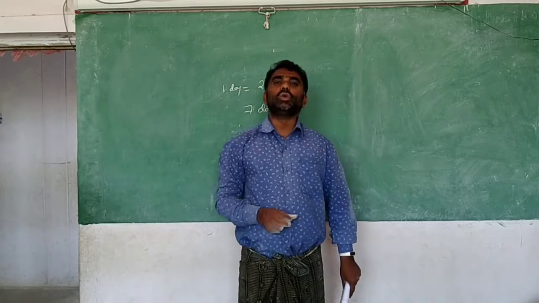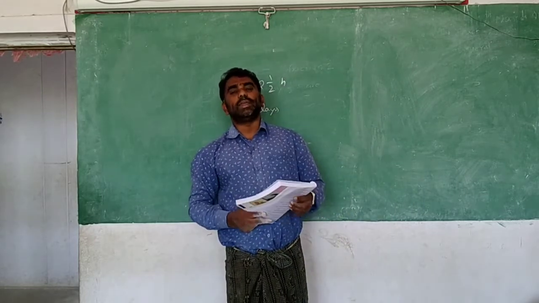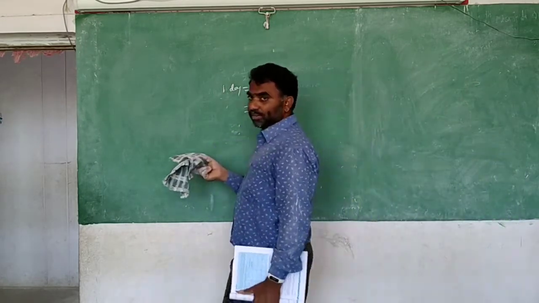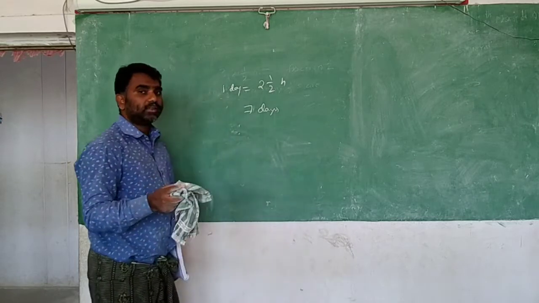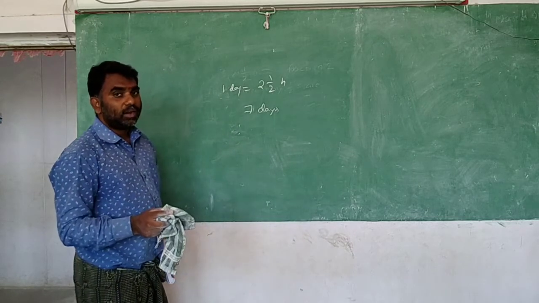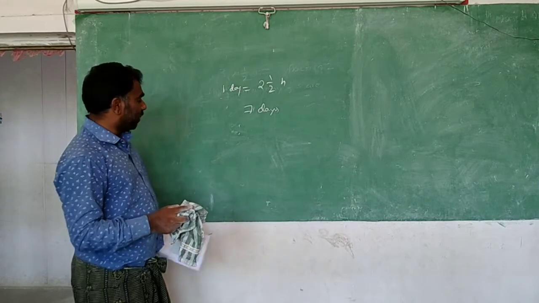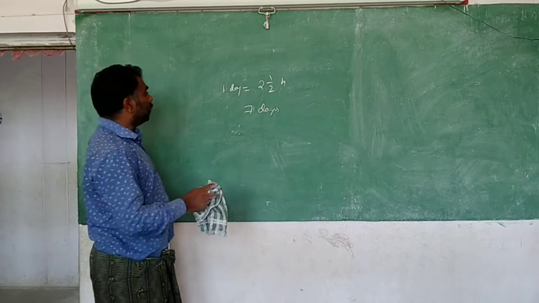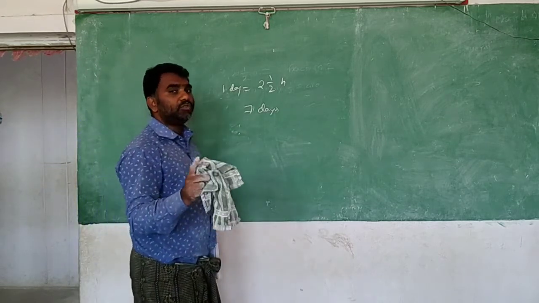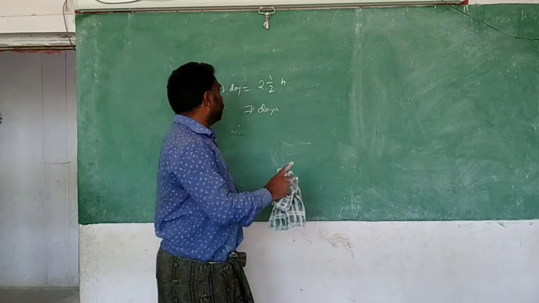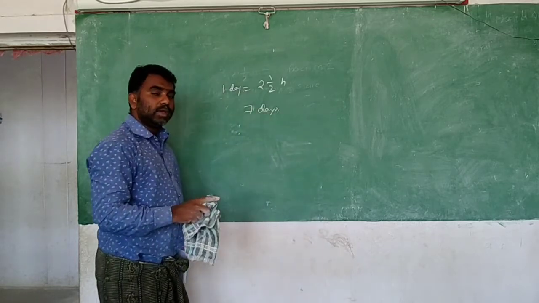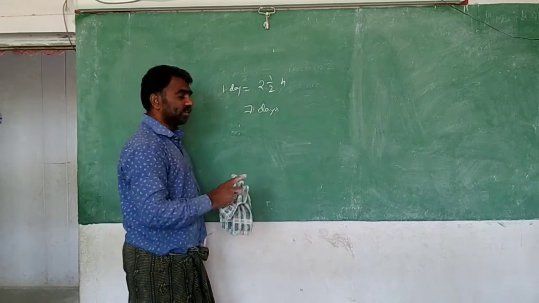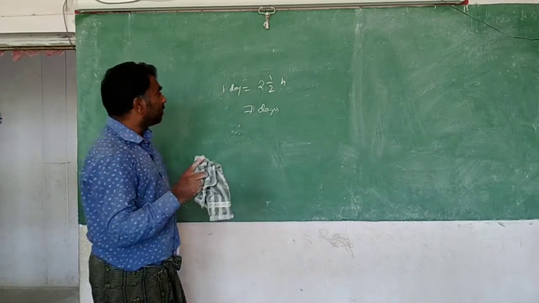So what should we do? Yes, we need to do the multiplication. So what are the steps you write here? Number of hours she worked. Number of hours she worked in one day is equal to 2.5 hours. Next, number of hours she worked in 7 days.